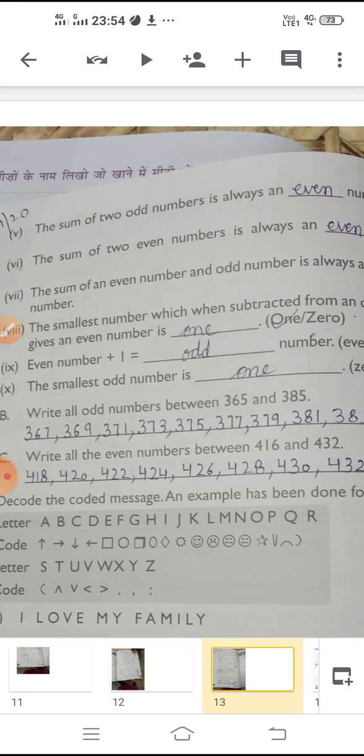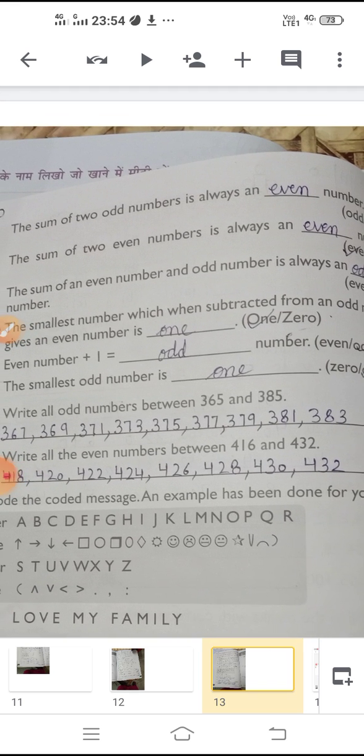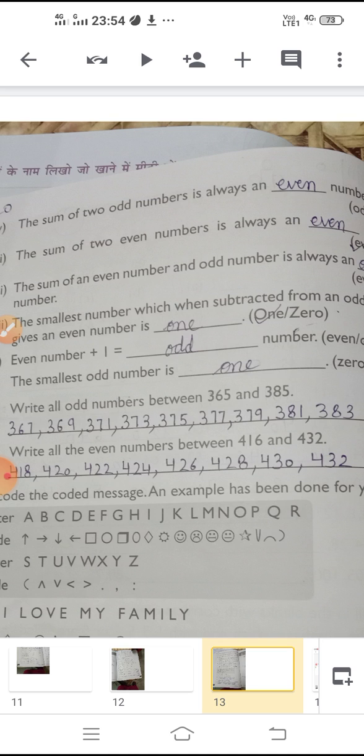Now come to the next part. The sum of two odd numbers is always an even number. So when we are adding two odd numbers, our answer is even. For example, 1 plus 3 is 4. For example, 5 plus 7 is 12. So they are even numbers. If we add two odd numbers, we get an even number.